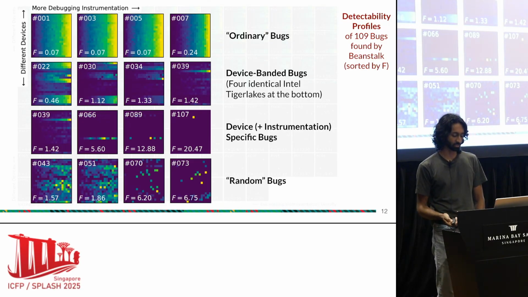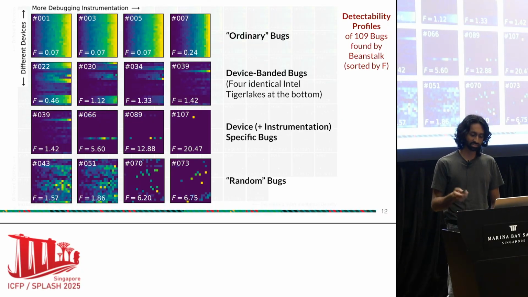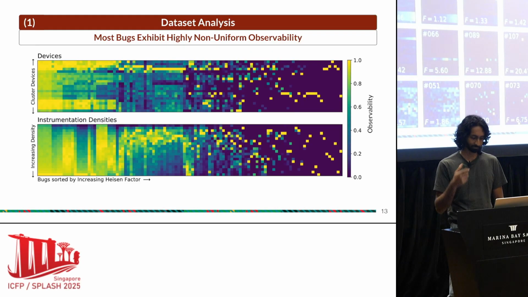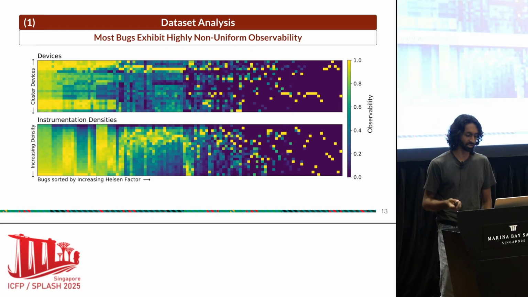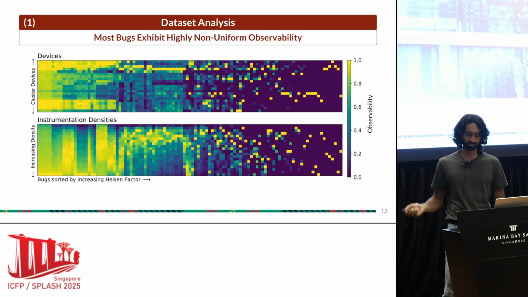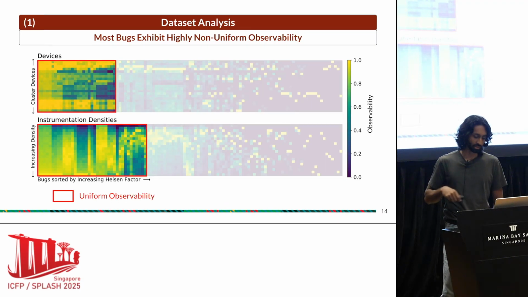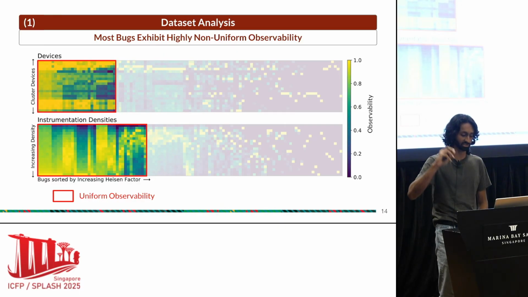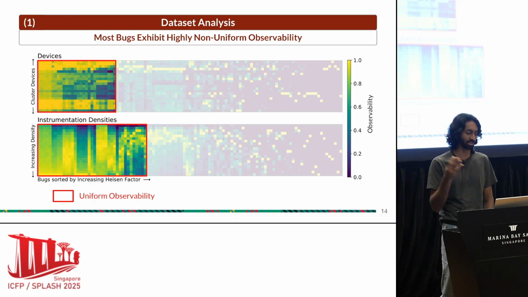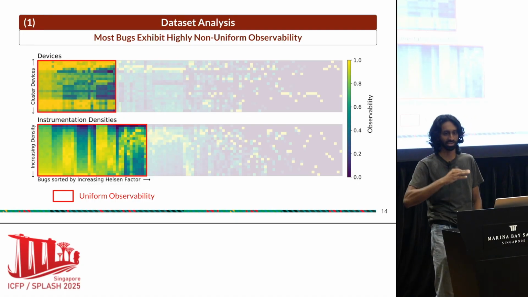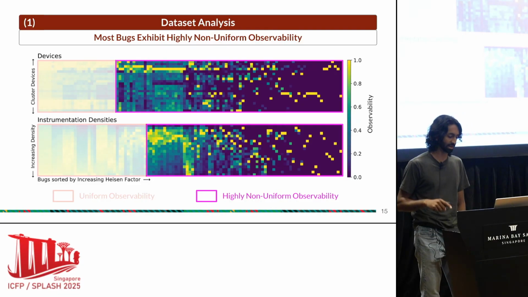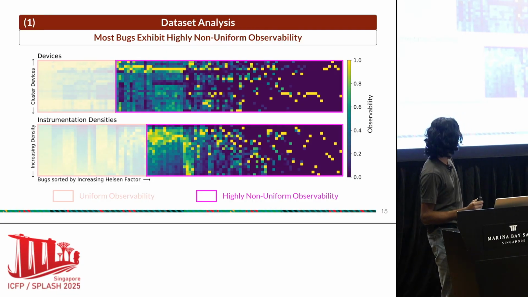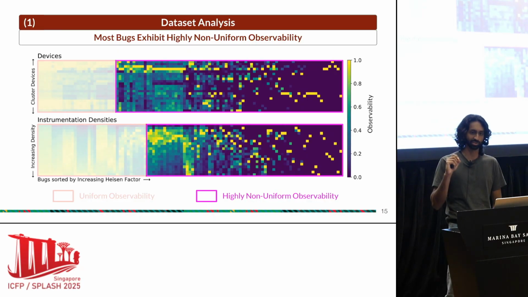But then we ask ourselves, why is it that bugs are detected this way? And this is where the observability comes into the picture. What we see from analyzing our data set is that most bugs exhibit highly non-uniform observability. What do we mean by this? If you look at these first bugs that are sorted by increasing Heisen factor, you see that most of these are uniformly observable in their observability. What that means is that there's no statistical disproportionate advantage to debugging across any device or any density. But most of our bugs actually show a highly non-uniform observability. What this means is that we have a disproportionate advantage to debug at these specific peaks of observability.